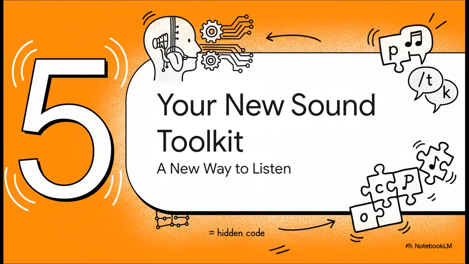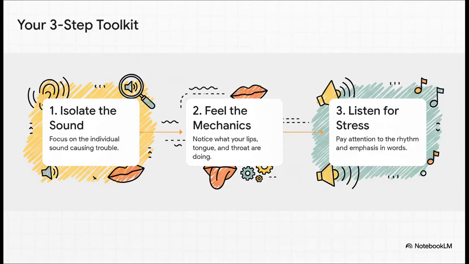So after this little tour, you actually have the start of your very own sound toolkit. You've got a whole new way to listen to the world. And here it is, a simple three-step toolkit you can start using today. First, whenever you hear a tricky sound, just try to isolate it, zero in on it. Second, feel the mechanics. Pay attention to your own speech hardware. What are you doing to make that sound? And third, start listening for the stress, the rhythm. I promise, you'll start hearing things you never noticed before.